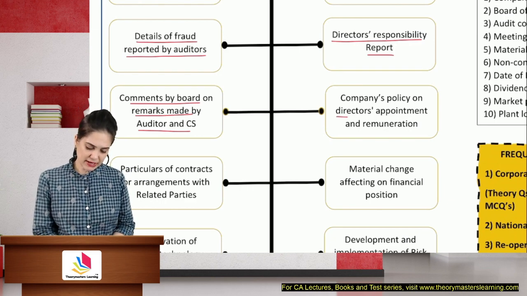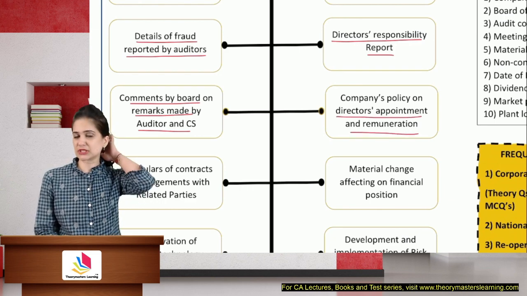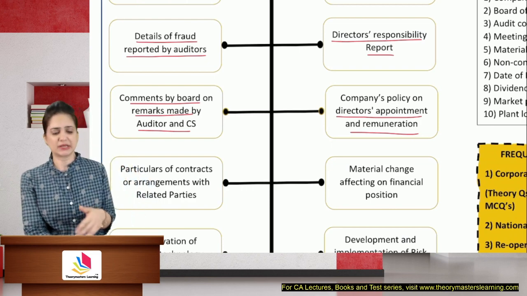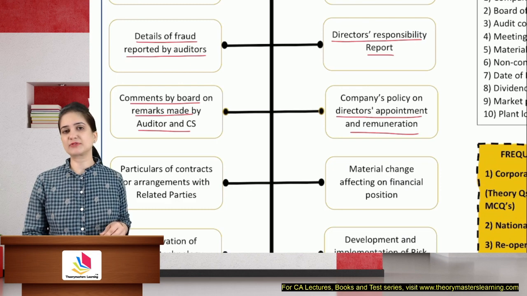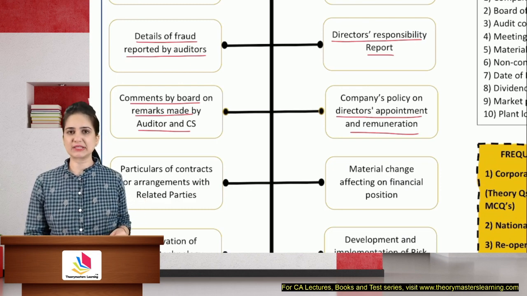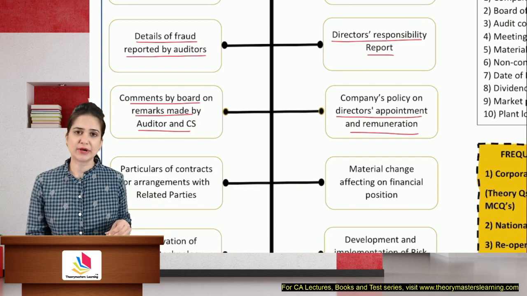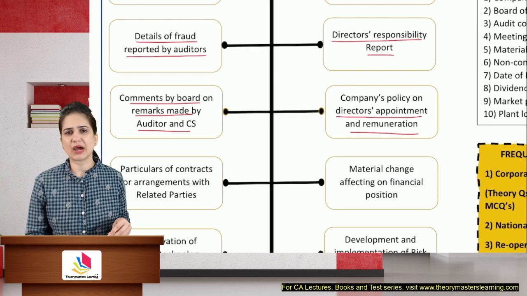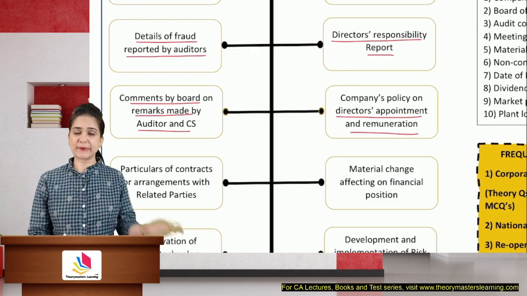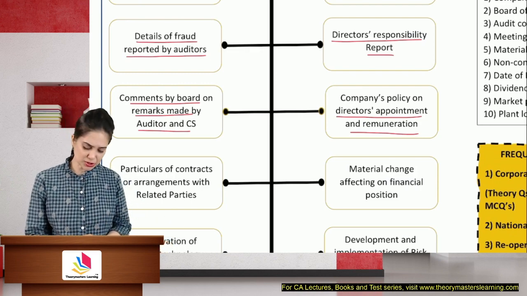Company's policy on the directors' appointment and remuneration. What is the company's policy? How do they select? Is a nomination and remuneration committee in existence which suggests the names of persons who can be appointed as a director? So how do you appoint the director? What are the criteria? Do you look at the qualification and the companies in which he's a director? All that will be mentioned over there.